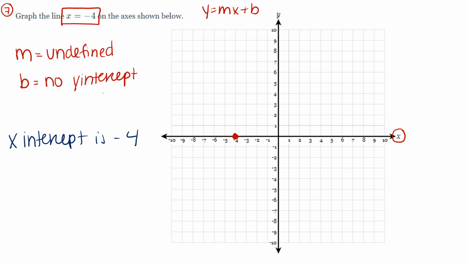Now, because we don't have a slope, we can't go up or down, we can't go side to side, our line is a vertical line that runs through the point negative 4. It stays straight up and down, it does not go side to side, and it runs through the point given in the equation, negative 4. That is our graphed line.